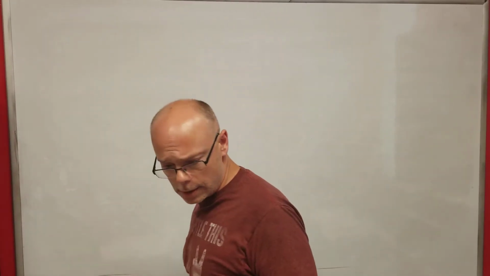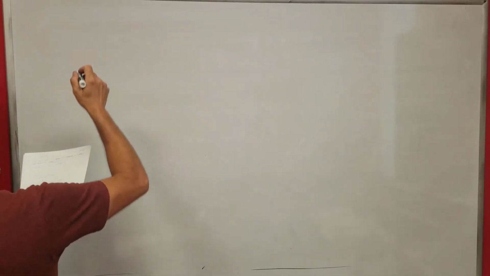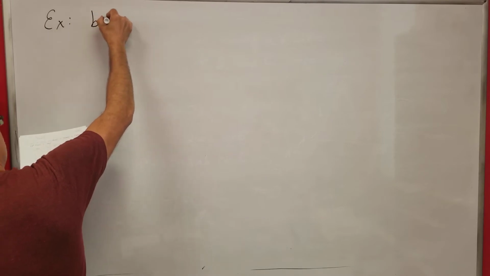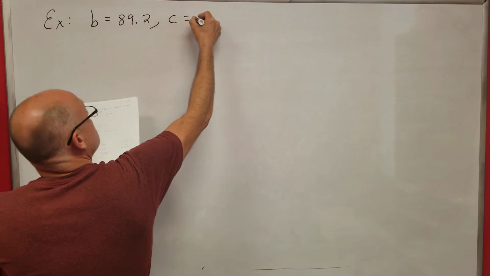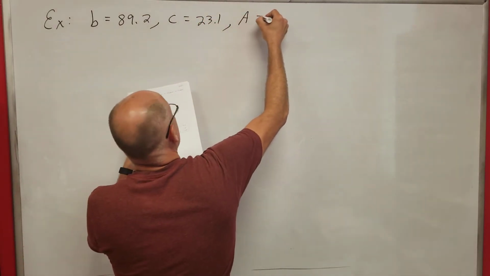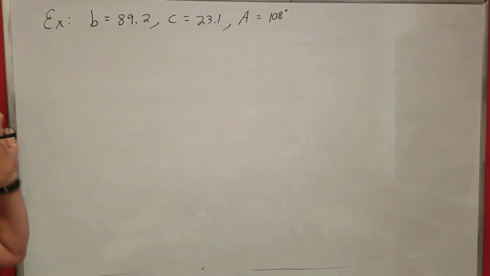Well, let's go on to our first example of this. All right, our first example. We want to solve the triangle, rounding decimals in calculations to 4 places, and the final answer to 1 place. So our first example, we have lowercase b equal to 89.2, lowercase c equal to 23.1, and capital A equal to 108 degrees. And we want to solve that triangle.